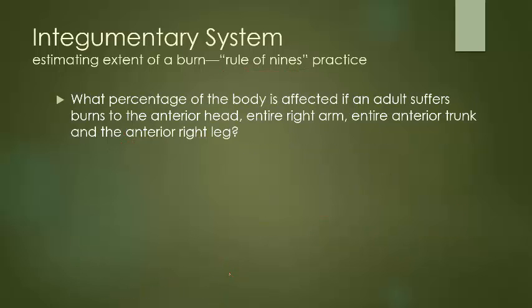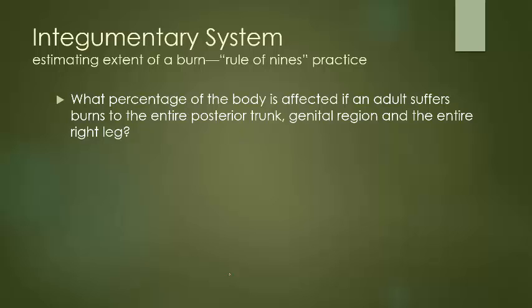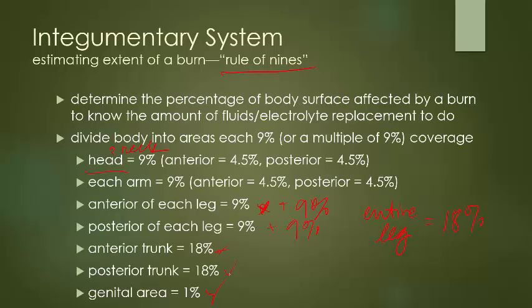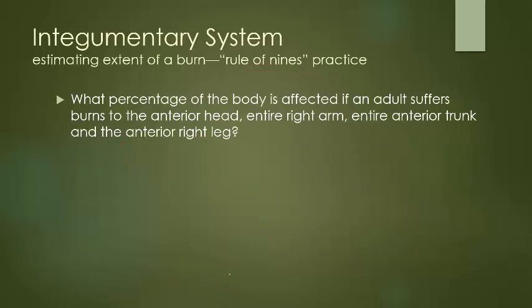And so I've got 3 sample problems for you to do here. So the first one is, what percentage of the body is affected if an adult suffers burns to the anterior head, entire right arm, entire anterior trunk, and the anterior right leg? So that's the first one. Here's the second. What percentage of the body is affected if an adult suffers burns to the entire posterior trunk, the genital region, and the entire right leg? So let's go back and take a look at the first question. You may want to turn off your video now and do the problem on your own page and then come back.